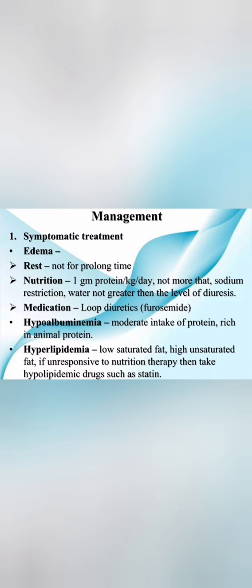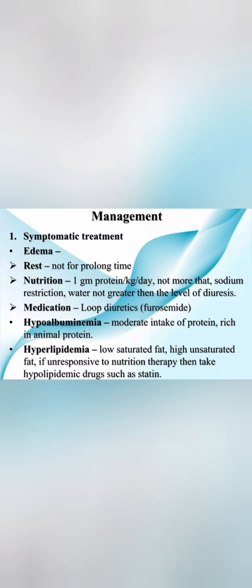Here we are giving diuretics. Especially, we are administering loop diuretics, for example Lasix, furosemide. And then for hypoalbuminemia, moderate intake of protein, rich in animal protein. And then for hyperlipidemia, here we have to provide low saturated fat, high unsaturated fat.